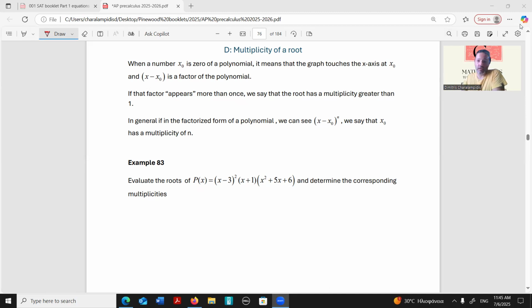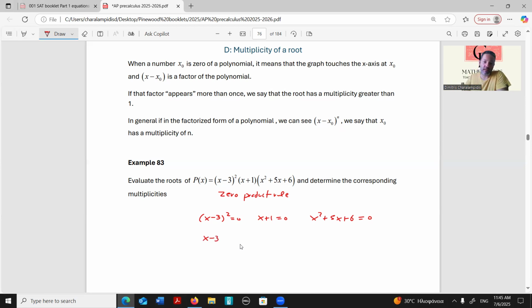Evaluate the roots. Here we already have the factorized form. So we know that under the zero product rule, it might be that x minus 3 squared equals 0, or that x plus 1 equals 0, or x squared plus 5x plus 6 equals 0. We need to solve all these separately. x minus 3 equals 0 means that x equals 3, and x plus 1 equals 0 means x equals -1. And here, solving with the discriminant formula is the safest choice.